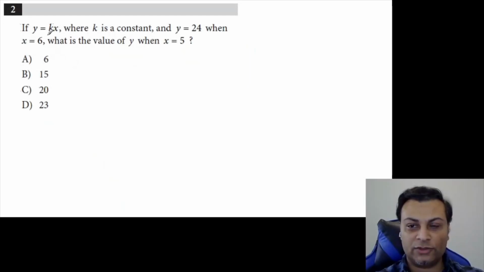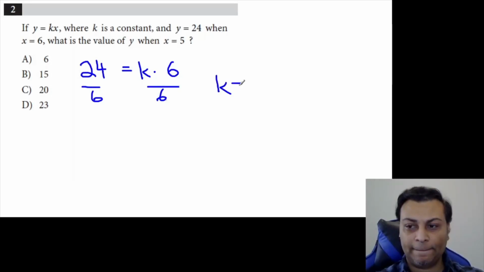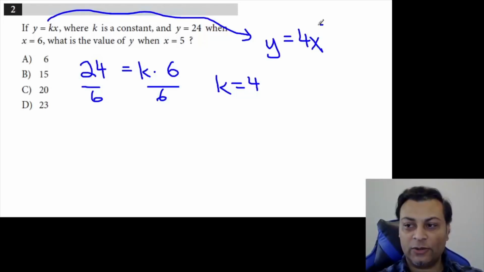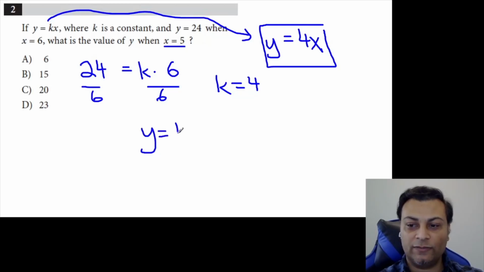Question 2 says if y equals k times x, where k is a constant, and y is 24 when x is 6, what's the value of y when x is 5? We'll just plug it in. We'll use 24 for y: 24 equals k times 6. You divide by 6, and you get k equals 4. Now that we know k equals 4, we can rewrite this as y equals 4x, and that's going to be the case even when x is 5. So y equals 4 times 5, which is 20.